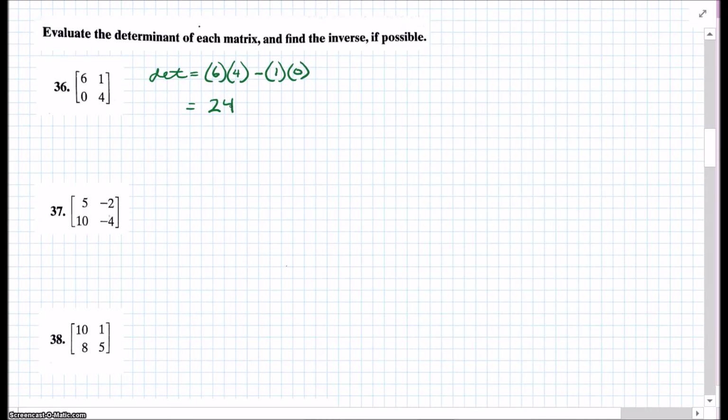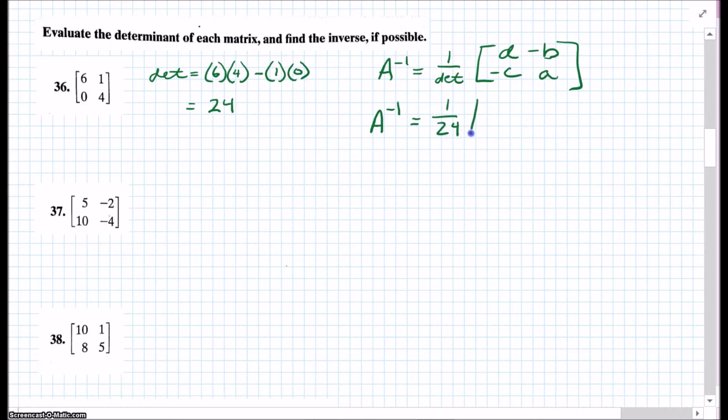Okay? So the inverse, or A prime, is 1 over the determinant, times the matrix D, negative B, negative C, A. So now we just plug in and figure it out. 1 over the determinant is 1 over 24. My D value from the original matrix is 4. We're just flipping the D and A. Negative 1, 0, and 6.